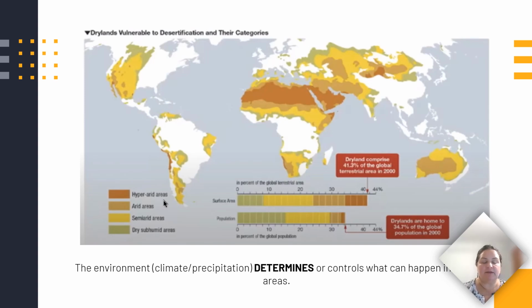So environmental determinism states that the environment, such as climate and precipitation, is going to determine and control what can happen in a given area.